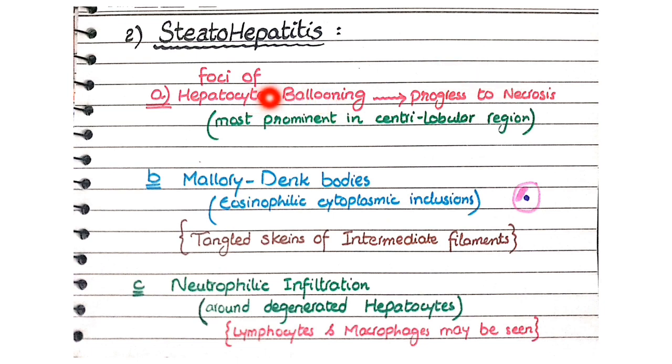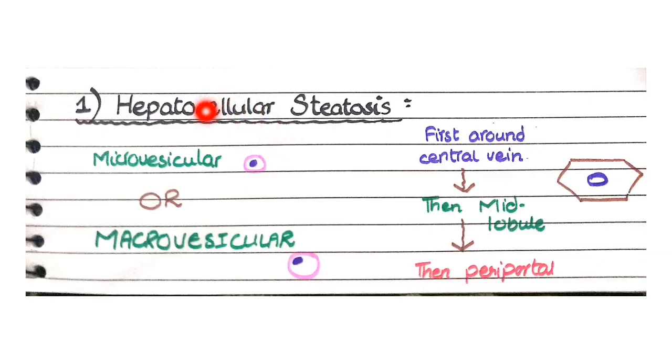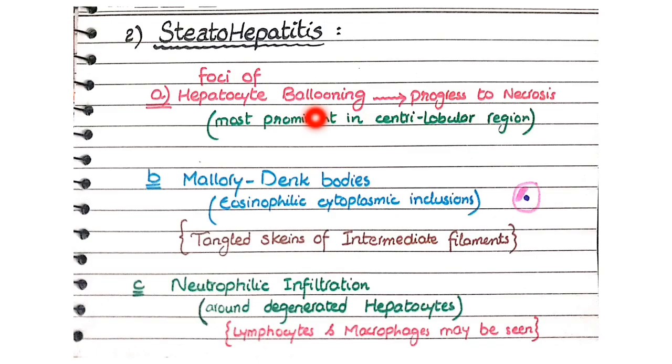And these changes of hepatocyte ballooning and necrosis are most prominent in the centrilobular region. You know that when we studied the stage of hepatocellular steatosis, we discussed that the earliest change is around the central veins. So here, the most prominent change of this hepatocytic ballooning and necrosis is also in the centrilobular region.